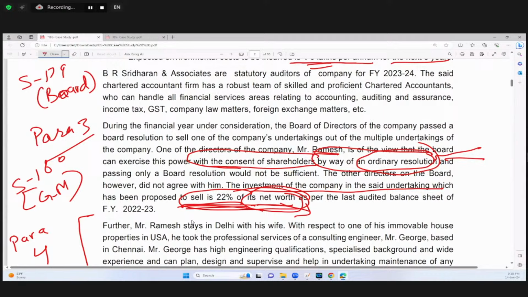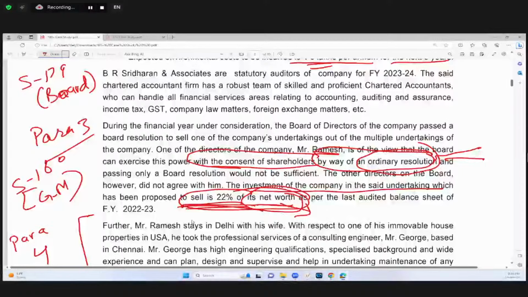For a special resolution there are some more requirements, like it has to be specified in the notice. Whenever we conduct a board meeting or a general meeting, we have to give a notice to the shareholders telling them the items and resolutions to be discussed. The length of the notice is covered in the intermediate: it is 21 days. These basic concepts should be clear in your mind. We are not going to ask you intermediate questions, but this is basic knowledge of the company law provisions. So the length of the notice is 21 days before the meeting.